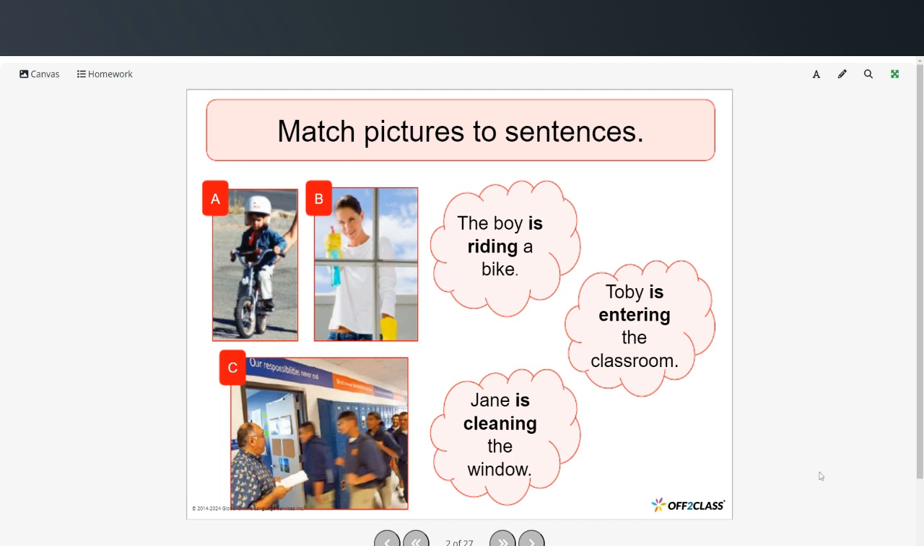Alright, so just as a little review of present continuous, you can match the pictures to the sentences. The boy is riding a bike. That's picture A. Toby is entering the classroom, picture C, and Jane is cleaning the window, picture B.